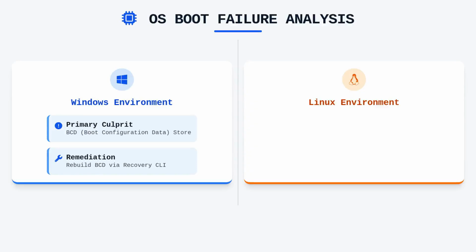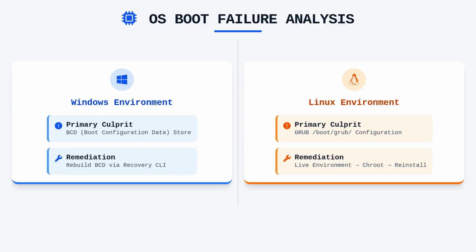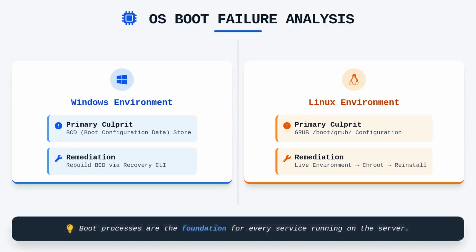Conversely, Linux systems typically utilize GRUB, where misconfigured partitions or missing modules in the /boot/grub/ directory prevent the system from loading the kernel. Repairing these instances usually involves chrooting into the system from a live environment to reinstall the bootloader or modify the configuration file manually. Understanding these boot processes is essential because these systems serve as the foundation for every service running on the server.